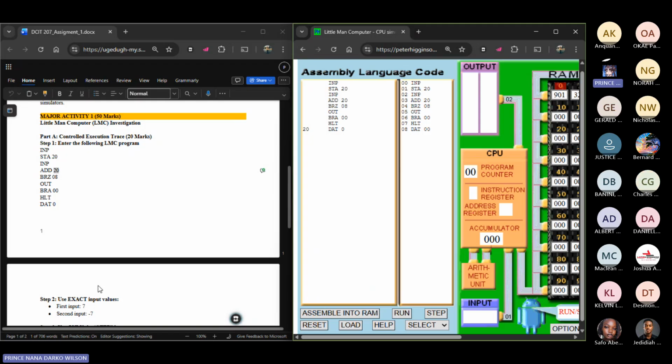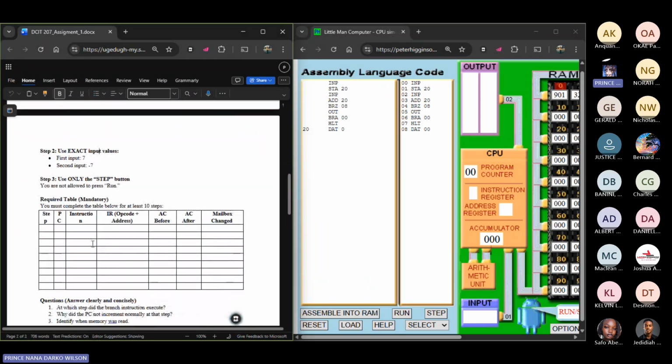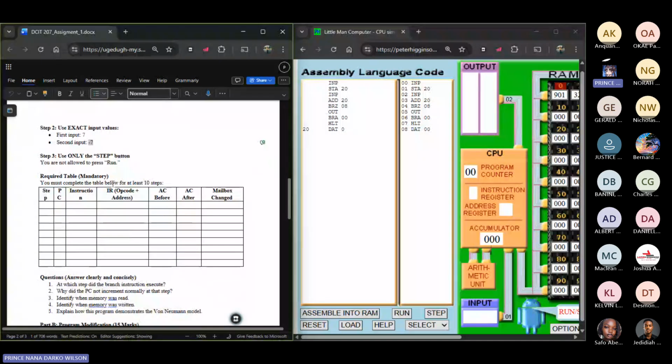So now it says that we have to run the program, and when we run it, we have to use these exact inputs. The first input should be +7. The second input should be -7. And we should only use the step button. So we should step it one at a time without running. And when we step it at every step, we have to look at the program counter value, the particular instruction at that step, the instruction register.